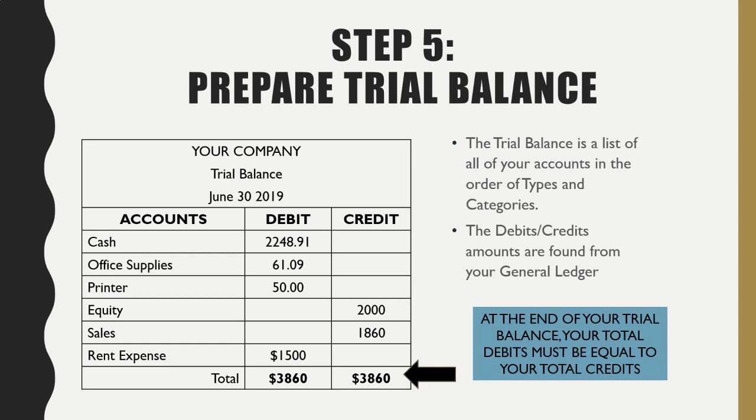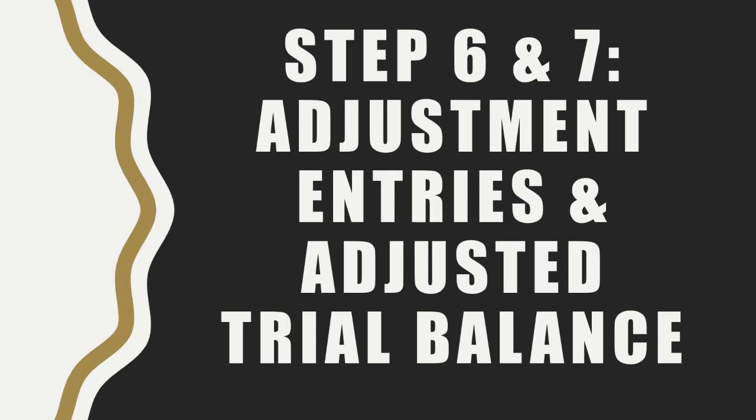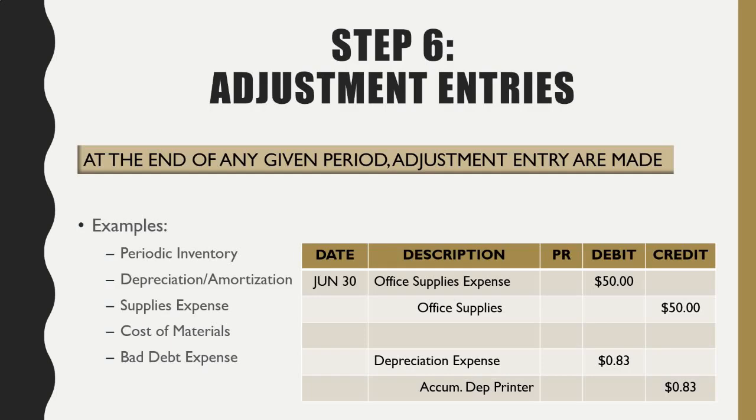So once we complete our trial balance, the next step is step 6, which is to do your adjustment entries, and then step 7, which is doing the adjusted trial balance. So what are the adjustment entries? Adjustment entries are things that you have to wrap up at the end of the accounting period.